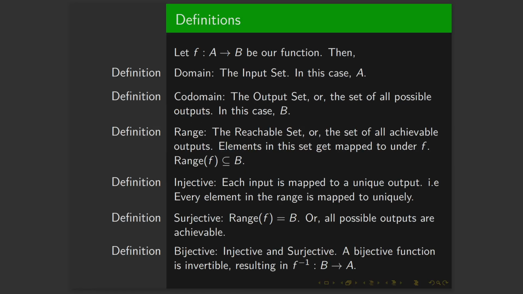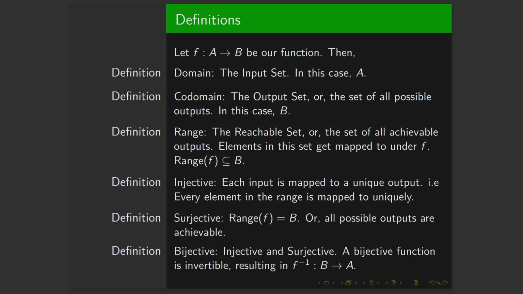And here's just a wall of definitions. If we have f from A to B as our function, the input set is called our domain, in this case A. The codomain is the output set, the set of all possible outputs, in this case B. The range is the reachable set, or the set of all achievable outputs. So these are the elements in B that get mapped to under f. And we notice that the range of f is always a subset of B.